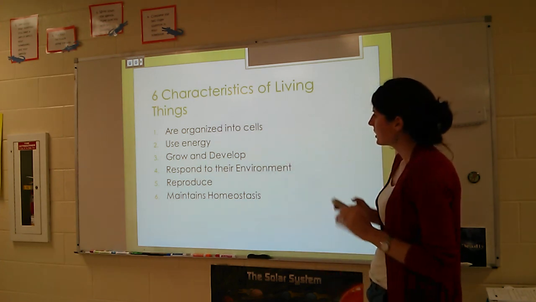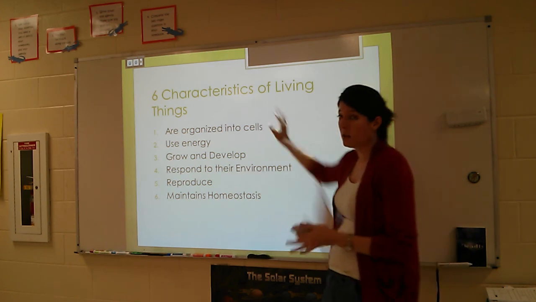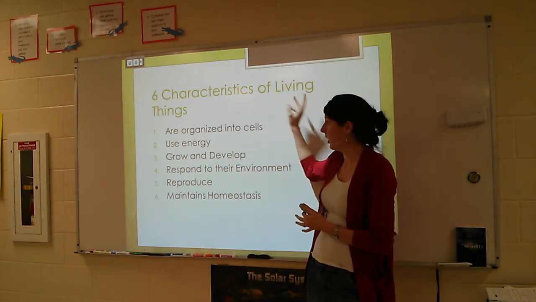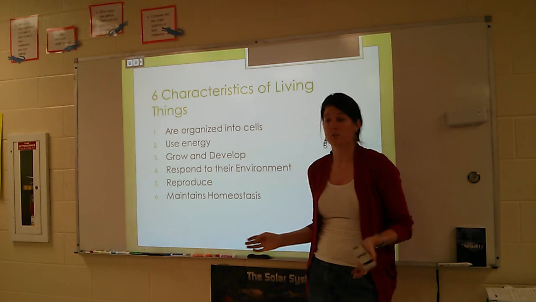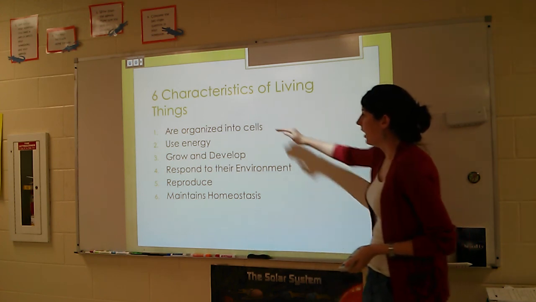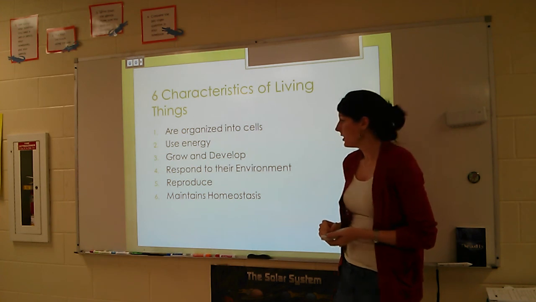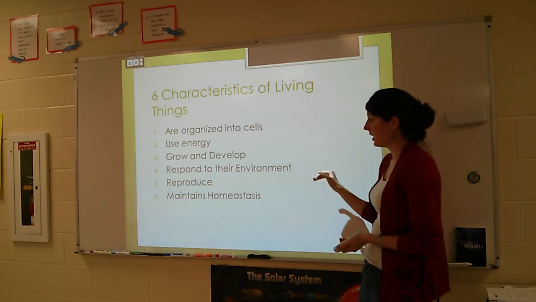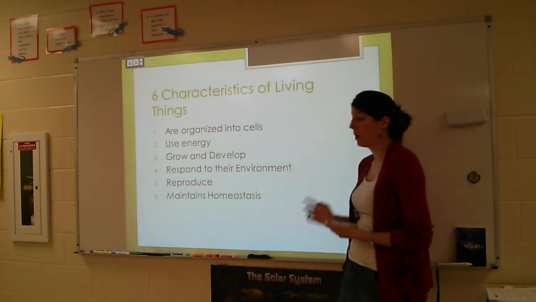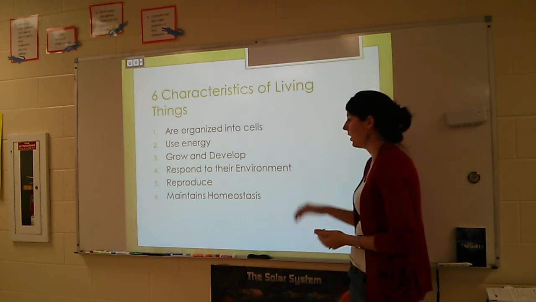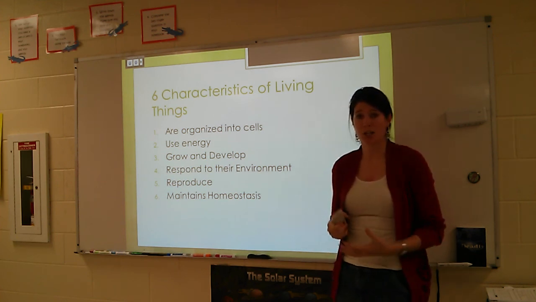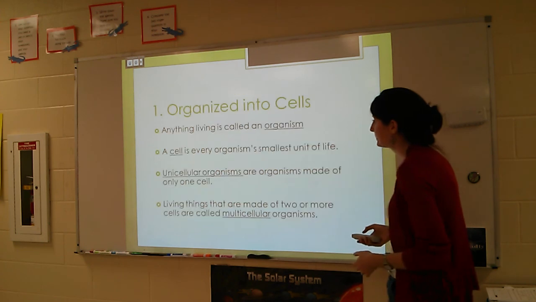So we started talking about these six characteristics, and all living things have to do all six of these, otherwise we don't consider them living. So they all have to be organized into cells. They all have to use energy. They all need to grow and develop. They all respond to their environment. They all reproduce in some way, and they all maintain homeostasis. So we're gonna get into some more detail.